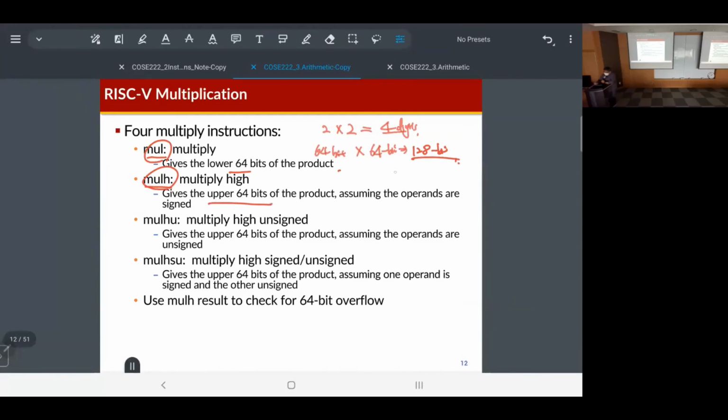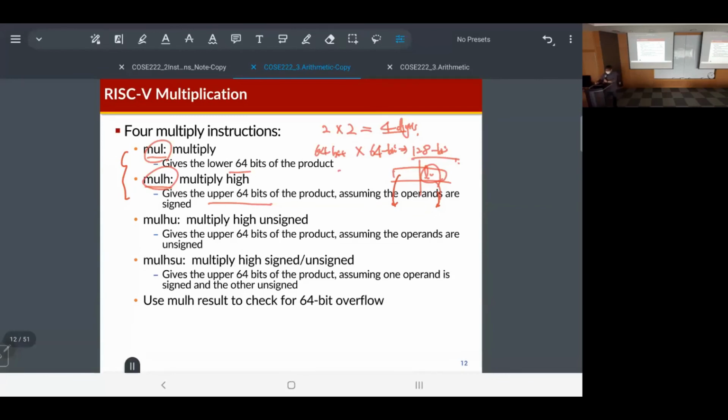So the 128 bits of final result is generated by the multiplier. We just split this result into two parts, the lower part and the upper part. And then the lower part is stored in one register, and the upper part is stored in another register. So RISC-V supports these two multiplication instructions.